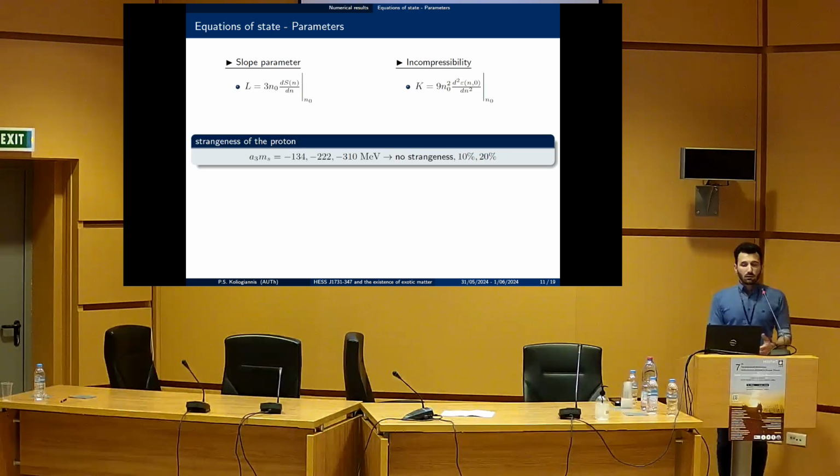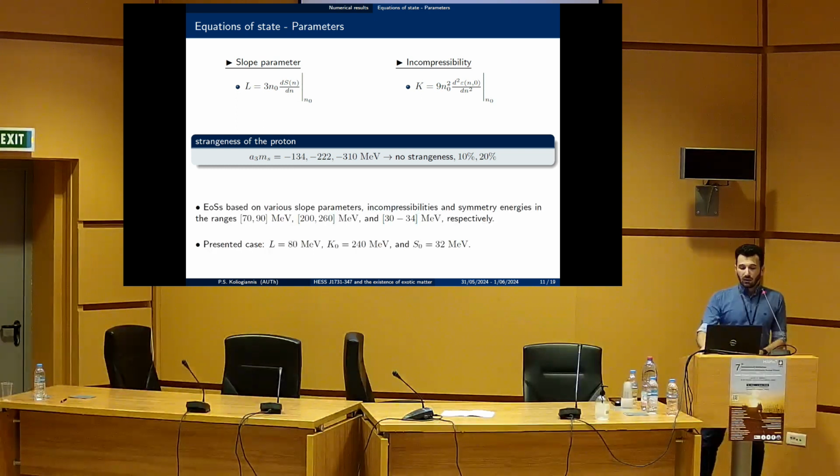To study kaon condensation, we also need an equation of state that contains hadrons. The parameters that we took into consideration are the slope parameter, the incompressibility, and the strangeness of the proton from values 0 to 20%. Here I will just present a case with a slope parameter equal to 80 MeV, incompressibility at 240 MeV, and symmetry energy at 32 MeV, but all the cases present similar results.